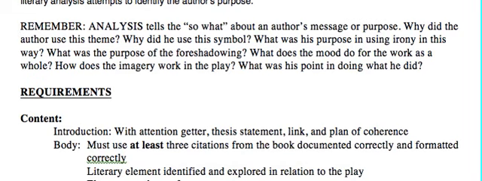So why? The author used symbolism. It's not enough to prove that he used symbolism. Why did he use symbolism? What was his point in talking about that specific theme?